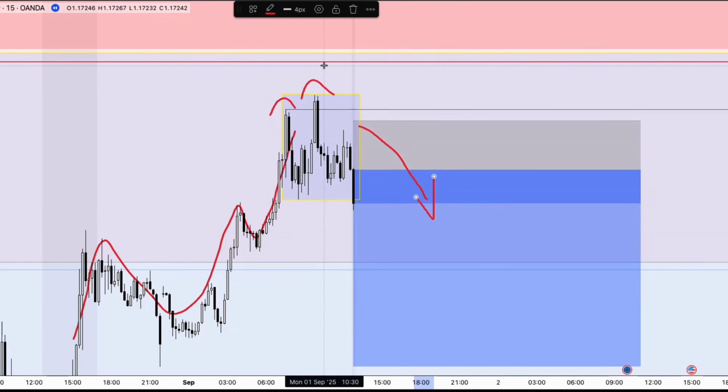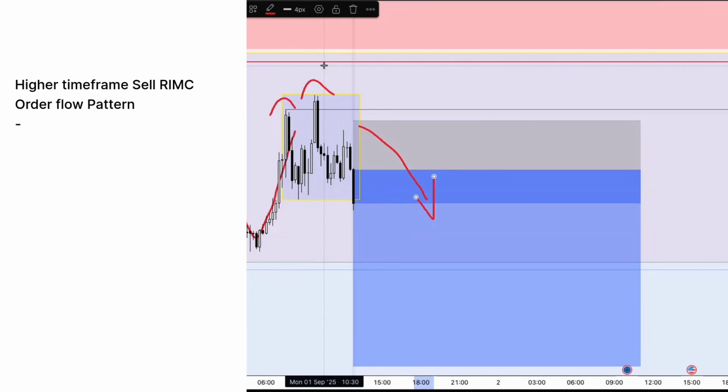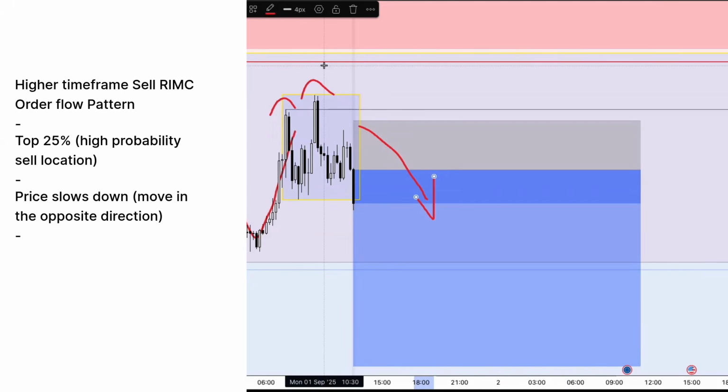Let's break down the confluences. We're at a higher time frame sell RIMC order flow pattern. So we know that we're only selling inside a sell range. We're inside a sideways ranging market and we're coming into our top 25%, which is our high probability sell location. On my entry time frame, price was in a bullish trend, but we saw price slow down, which shows that price wants to move in the opposite direction. These are adding to our confluences.